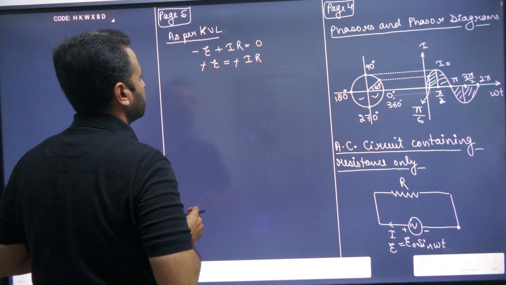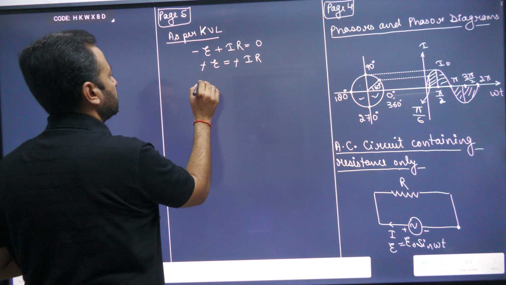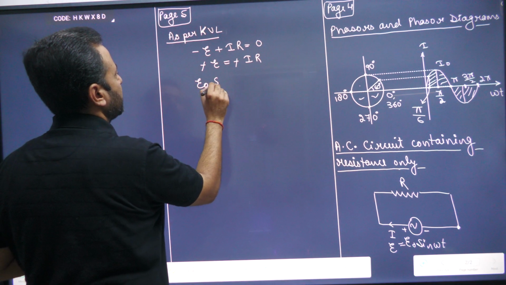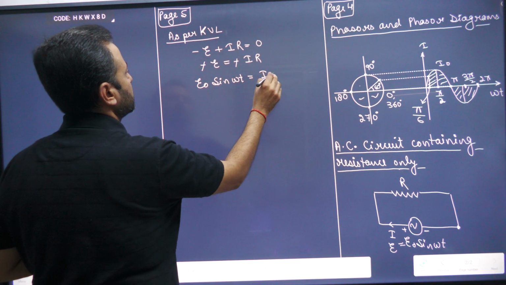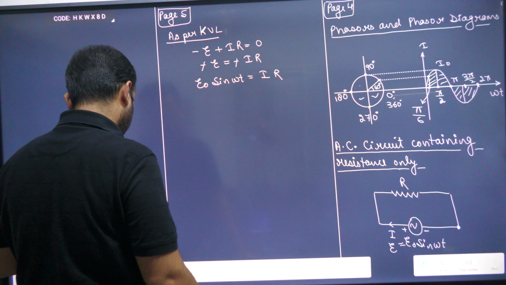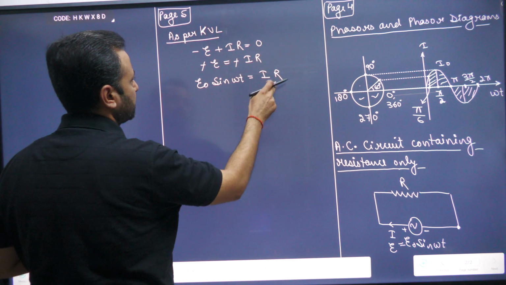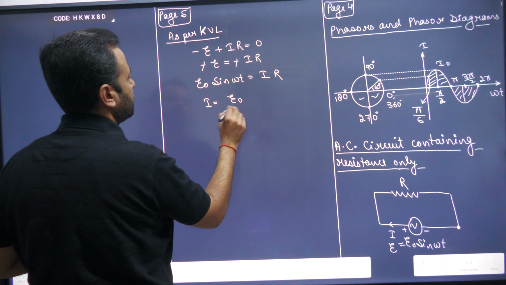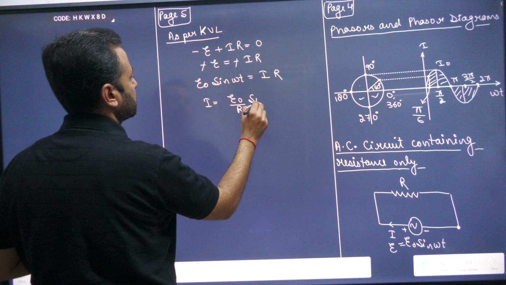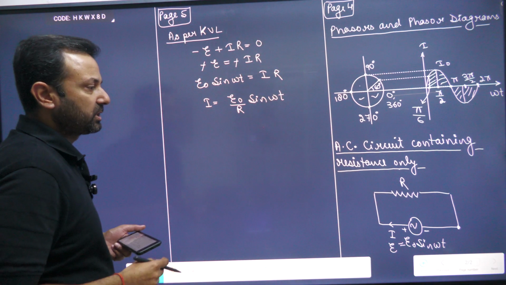The negative sign will get cancelled out by the negative sign. I is equal to E, which is E naught sine omega t, is equal to IR. So I is E naught upon R sine omega t.